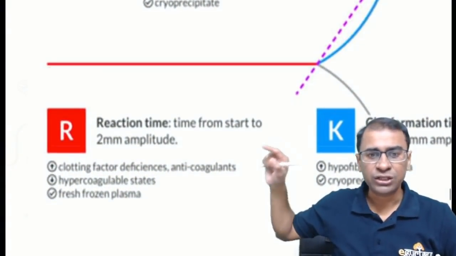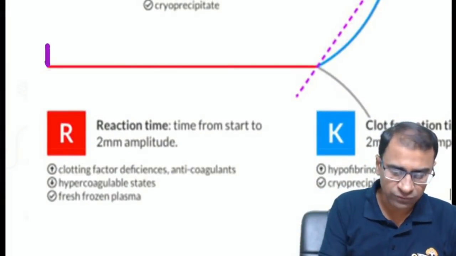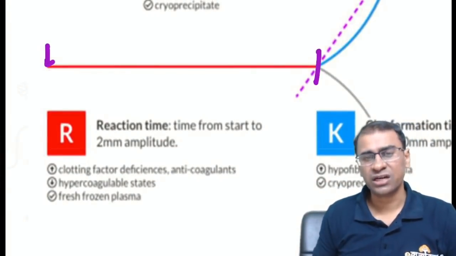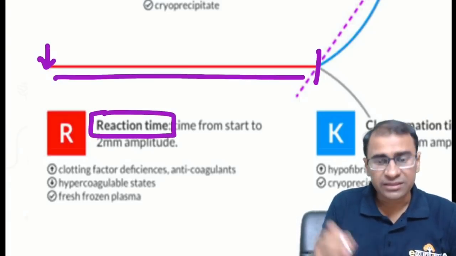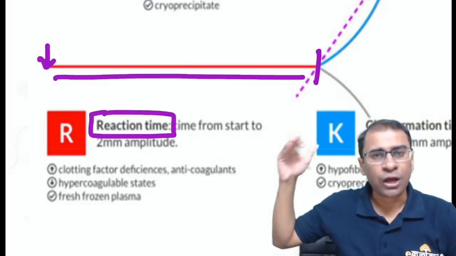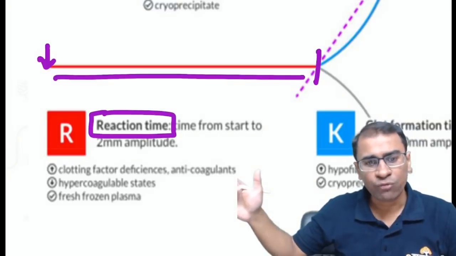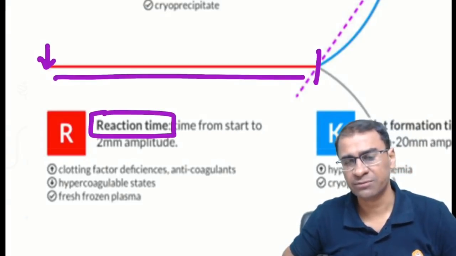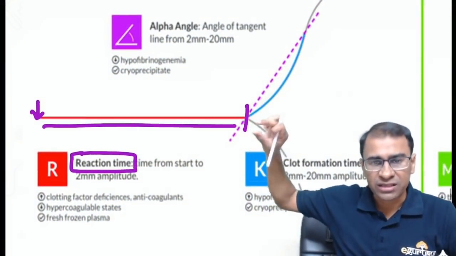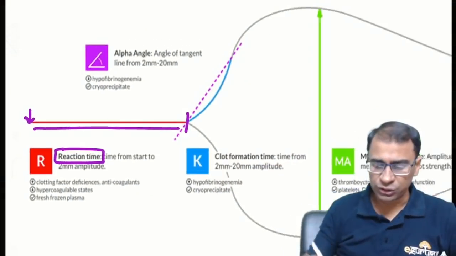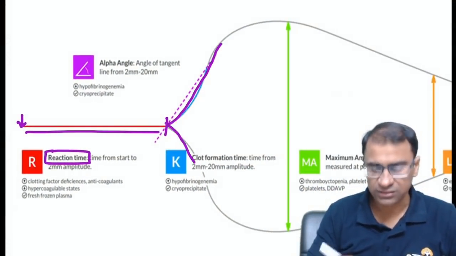See the first one. This is the start of the clotting process and this is where the clot starts forming. This time is called the reaction time. The reaction time measures clotting factor deficiency. It can look for hypercoagulable states or fresh frozen plasma given to the patient. At this point, the clot is starting to form. So this is where the clot has formed.